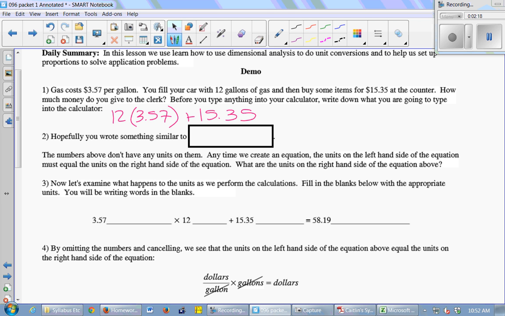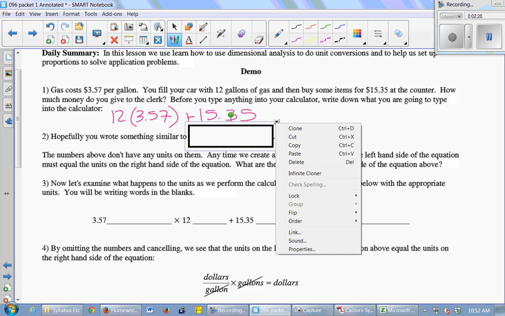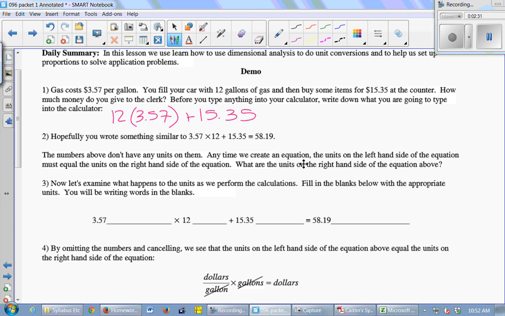Okay. So what are the units on the right-hand side of this equation? Because I think this comes out to be equal to 58.19. What are the units on the right-hand side? Dollars. Yeah, 58.19, that's dollars, right? So that means that the units on the left-hand side have to also be dollars, right? Dollars has to equal dollars. So I'm going to examine what happens when I put the units on every single number in the left-hand side to see how we get dollars.